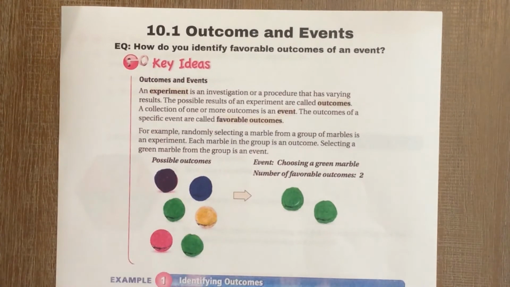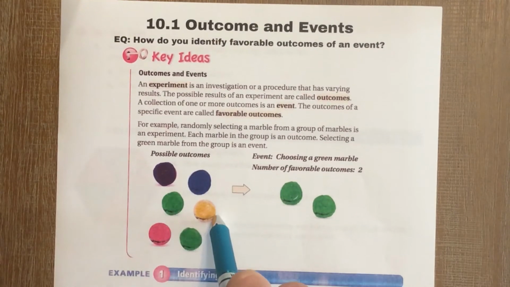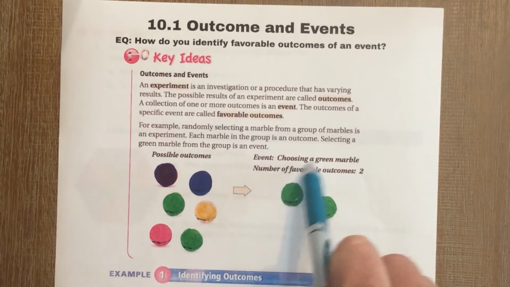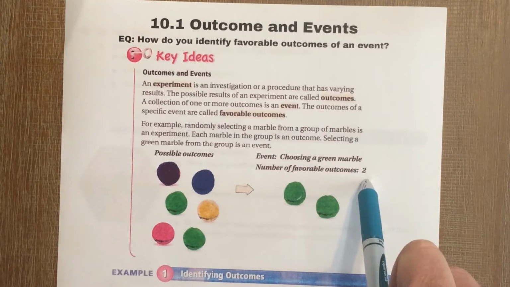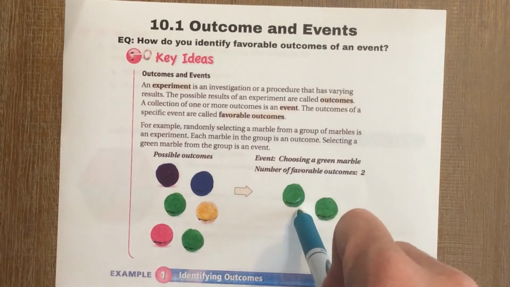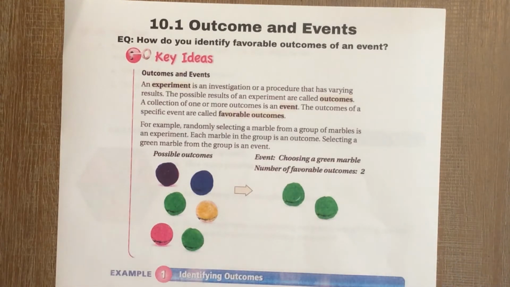So here's an example. Randomly selecting a marble from a group of marbles is an experiment, because that's the action that you're going to do, okay? Each marble in the group is an outcome. Selecting a green marble from the group is an event. So here are my possible outcomes: purple, I know it's hard to tell, purple, blue, green, red, yellow. The event is choosing a green marble, and so the number of favorable outcomes is 2. What are the favorable outcomes? Green and green. Okay?